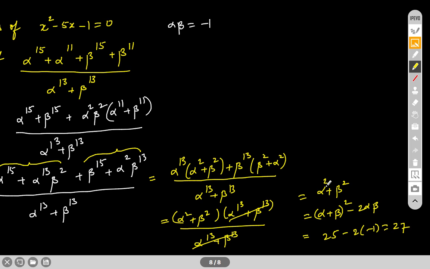Okay. Next is conditions for common roots.